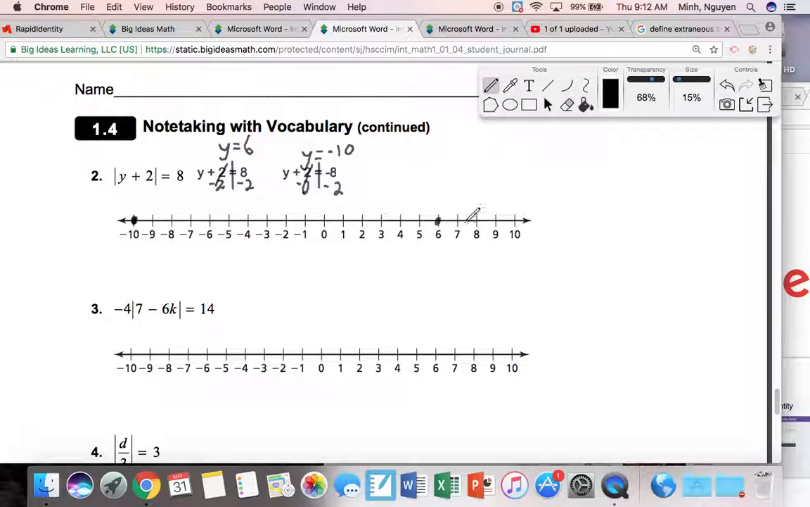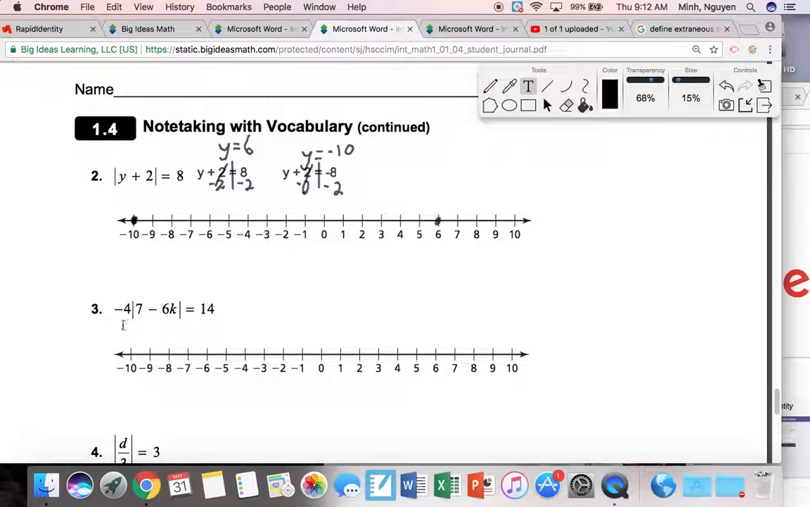If you plug it in, 6 plus 2 is 8. The absolute value of 8 is 8. You have negative 10 plus 2. Negative 10 plus 2 is negative 8. But again, the absolute value sign gets rid of the negative, so it becomes positive 8. So we're still in good shape.